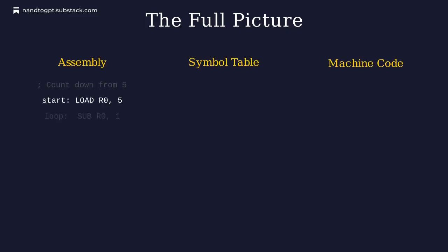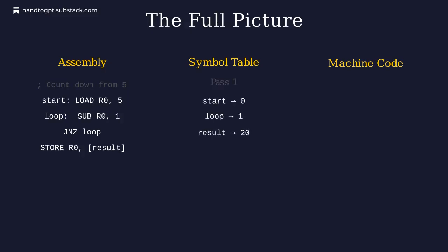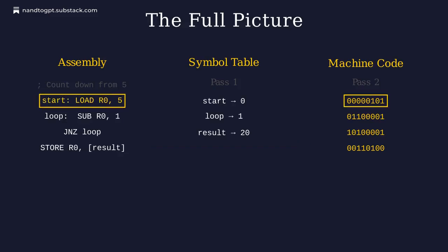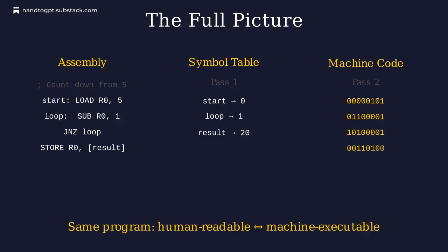Let's see the complete transformation. First pass, build the symbol table. Start is at address 0, loop is at address 1, result is at address 20. Second pass, translate. Load becomes opcode 0000. The 5 is the immediate value. Same program, human readable on one side, machine executable on the other. The assembler bridges the gap.